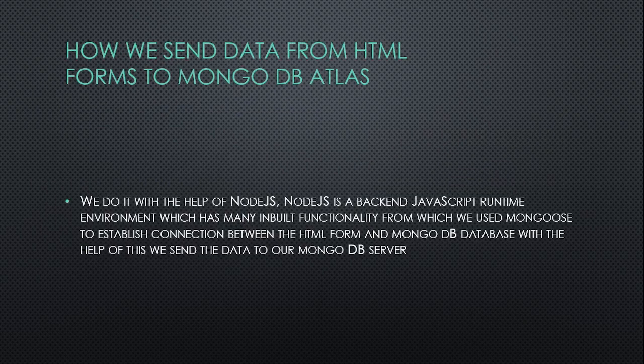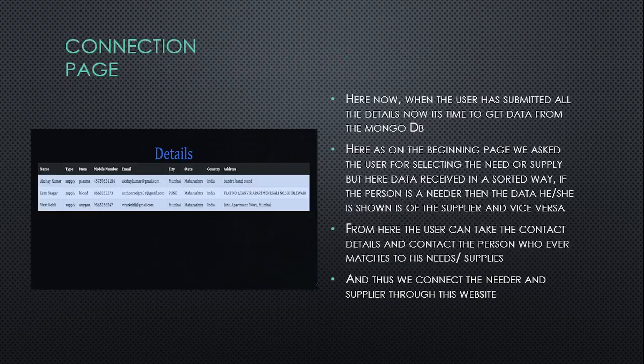How do we send data from HTML forms to MongoDB Atlas? We do it with the help of Node.js. Node.js is a backend JavaScript runtime environment which has many inbuilt functionalities, from which we use Mongoose to establish connection between the HTML form and the MongoDB database. With the help of this, we send data to our MongoDB server.